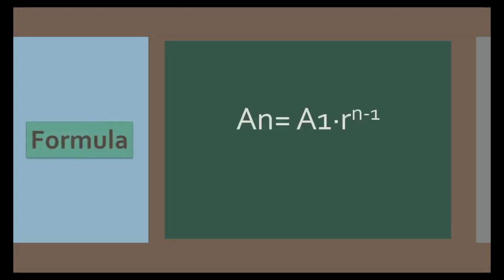So, ano ang ating formula? an is equal to a1 times r raised to n minus 1. Kung saan, ang an ay ang end term or last term, ang a1 is the first term, r is the ratio, and n is the number of terms.